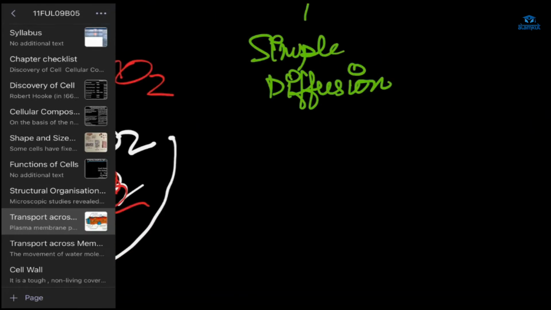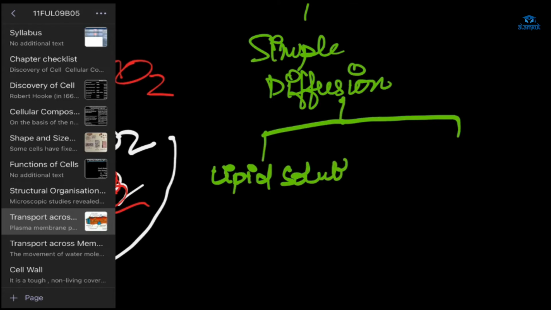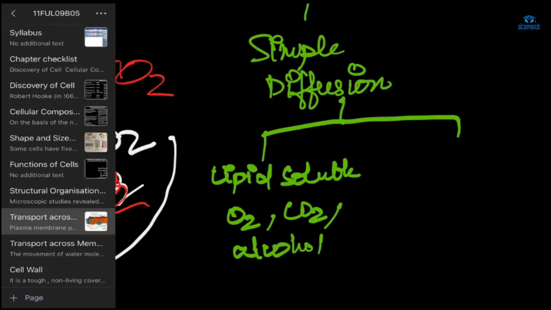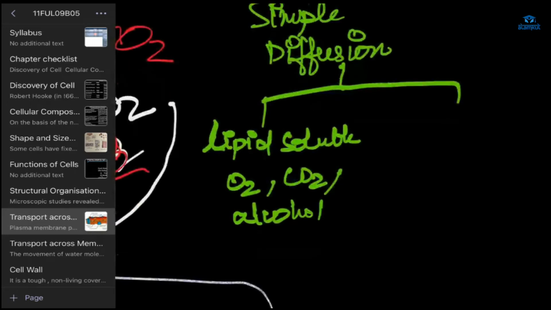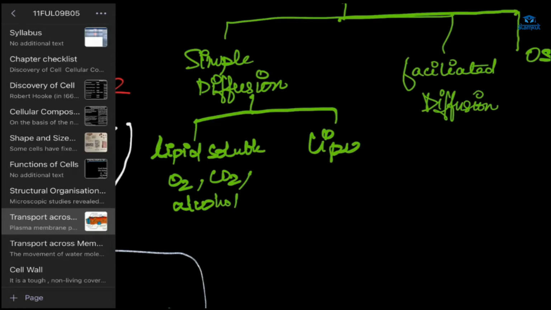This simple diffusion, inside that we have lipid soluble substances, then alcohol. This is lipid soluble, which we have learned in the previous class: CO2 and alcohol. Then lipid insoluble. Lipid soluble is simple diffusion.